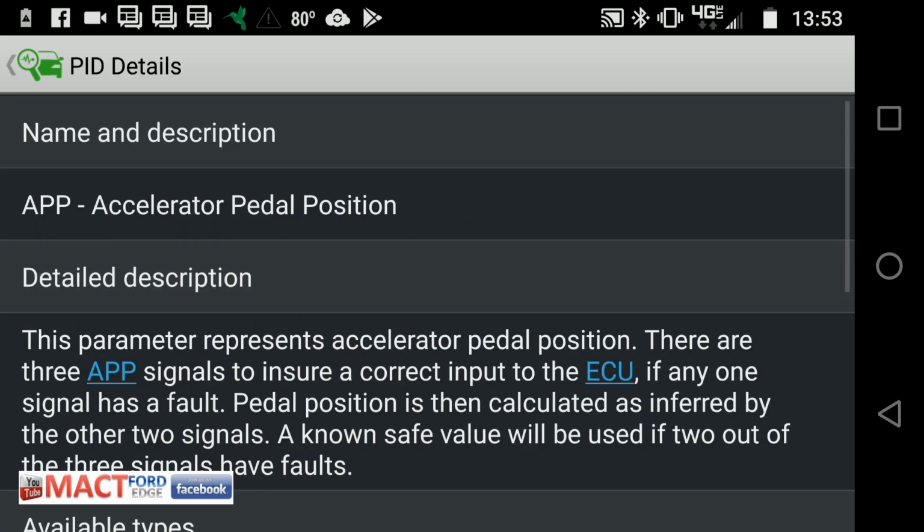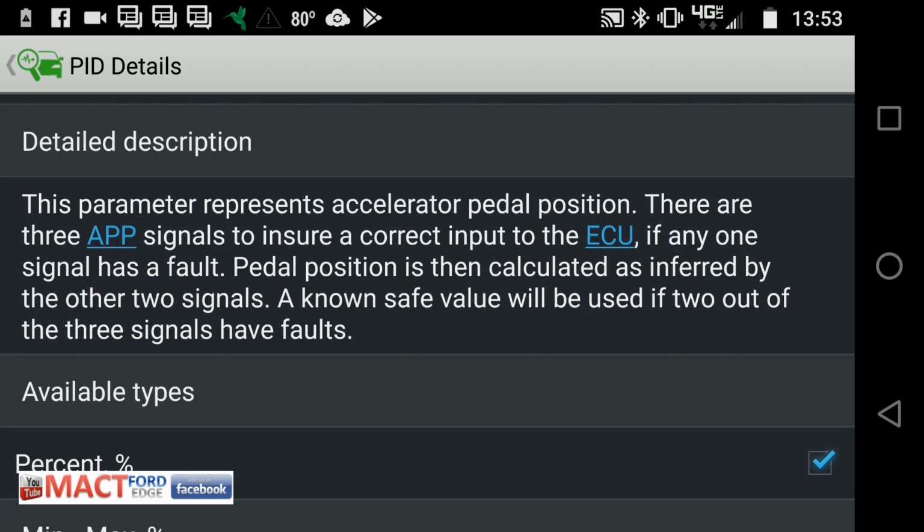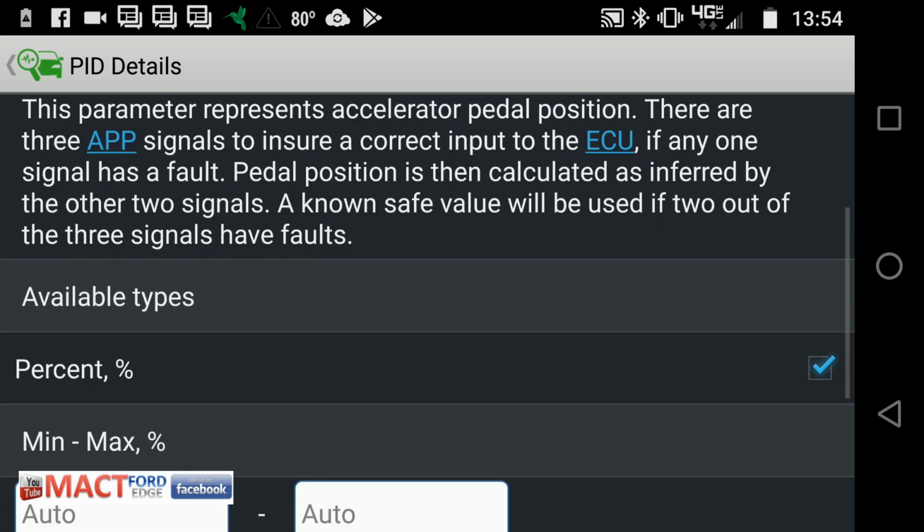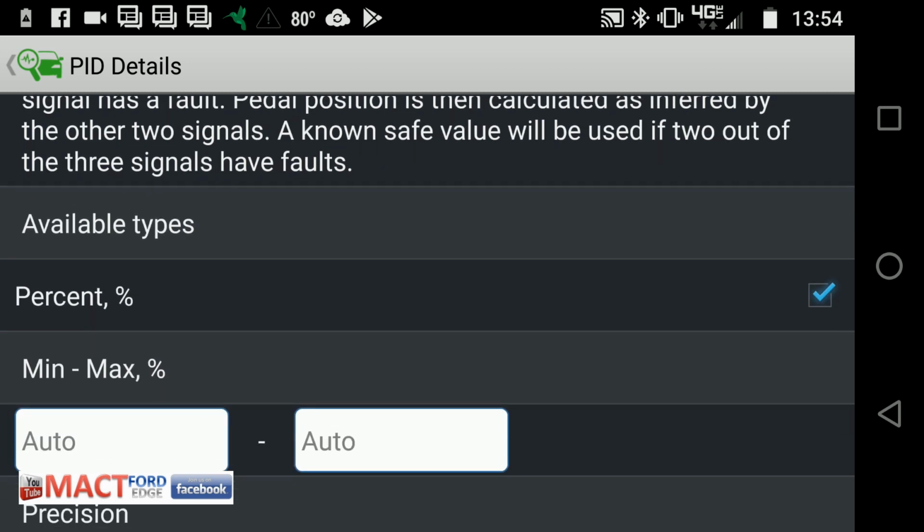And accelerator position. Yes, APP, accelerator pedal position. Your detailed description on this one: a parameter represents accelerator pedal position. There are three APP signals to ensure correct input to the ECU. If any one signal has a fault, pedal position is then calculated as inferred by the other two signals. A known safe value will be used if two out of the three signals have faults. In other words, it defaults to the last known good signal and tries to keep you on the road.